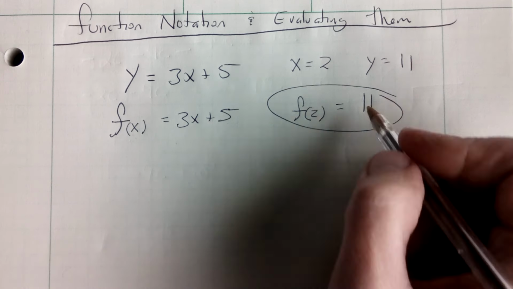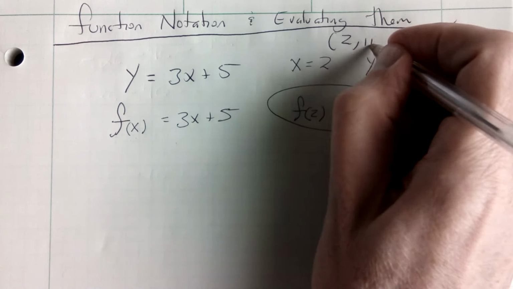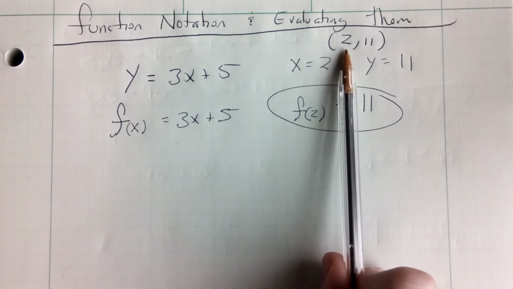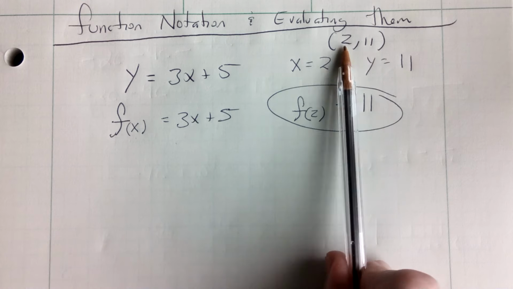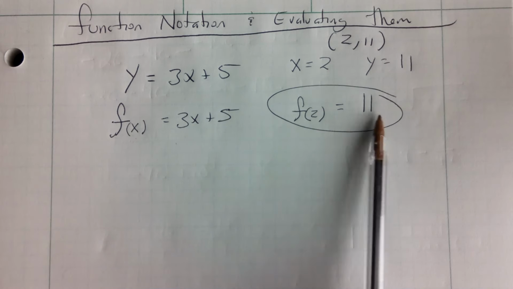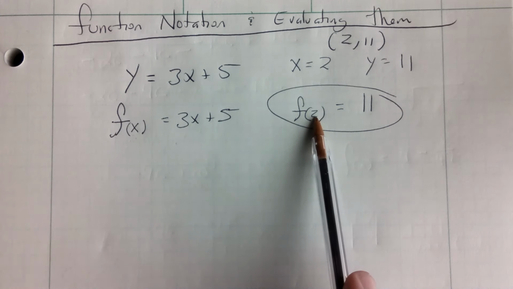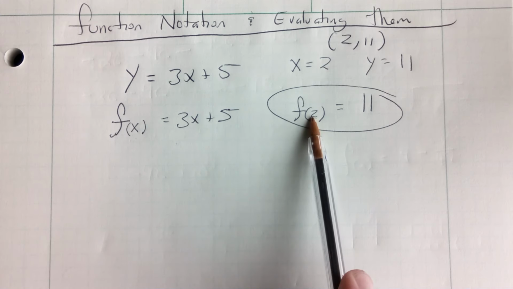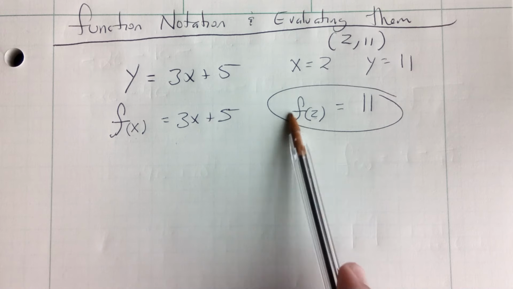If you think about it, we have a point (2, 11). The first number is x, the second number is y. So again, inside the little parentheses is our x value, and this whole expression is the outcome, or it's equal to 11.